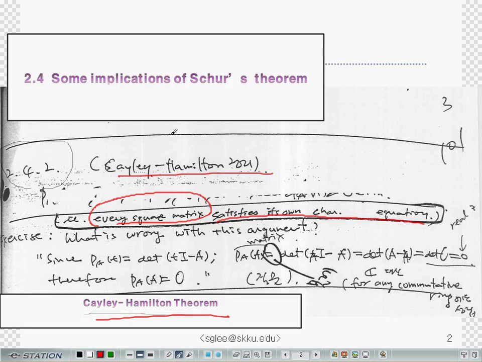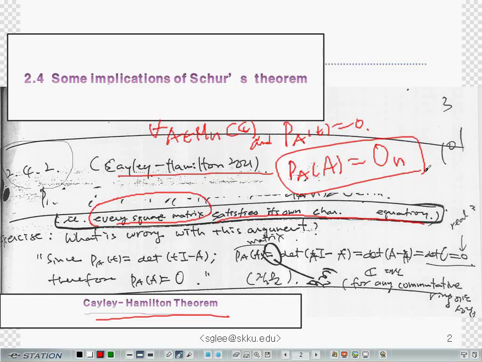So what it says is, for every matrix A in M_n(C), suppose p_A(t) is its characteristic polynomial, then if we plug in A as the variable, it turns out to be a zero matrix. This is the Cayley-Hamilton theorem.